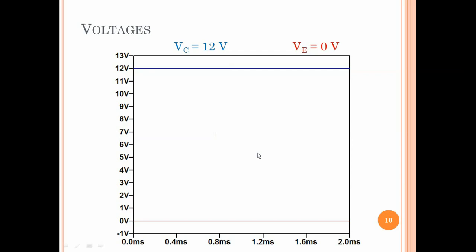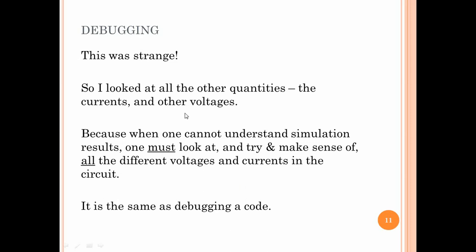Oh gosh. So that was a startled pause. The collector voltage is 12 volts and the emitter voltage is 0 volts. This is certainly not what I expected. So I was startled. It was strange. So what happened? What went wrong? If the collector voltage is 12 volts, something went wrong.